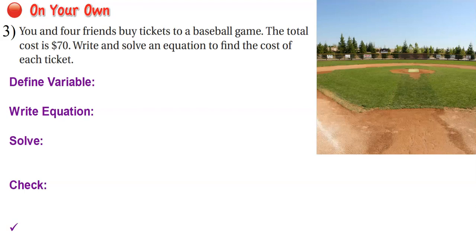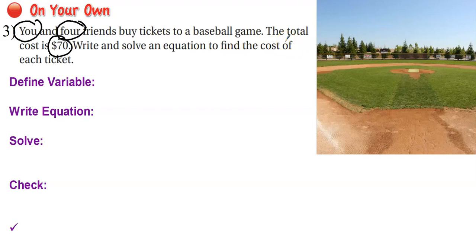Okay, so notice it says you and 4 friends, right? So I'm circling the you and 4 friends buy tickets. The total cost is $70. So if it's me and 4 friends, that means there are 5 of us all together. Write and solve an equation to find the cost of each ticket.